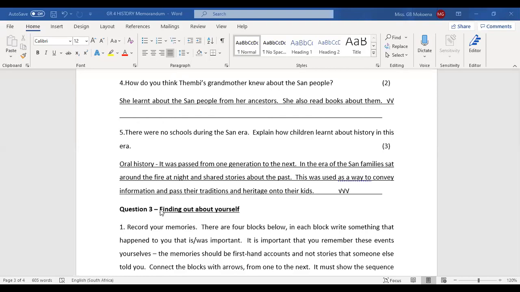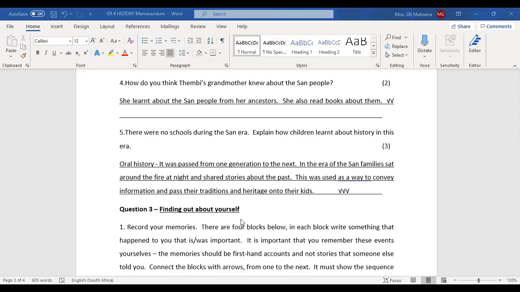Mute yourself. Okay, I got you. Okay, yes. So there was no school during the Sun era. So explain how children learn about history. Oral history. Okay, they learn history through oral. Okay, so oral is when they are telling you history by talking. So it was passed from one generation to the next. So the elders will tell you about your history.